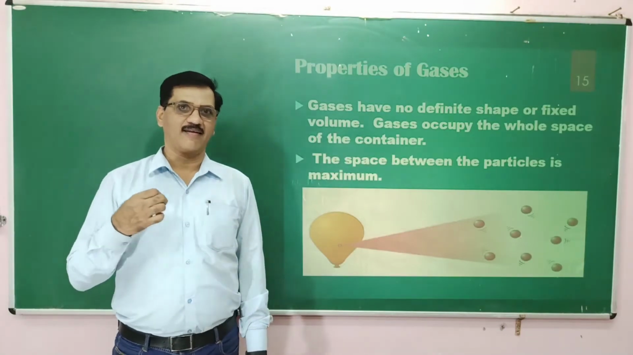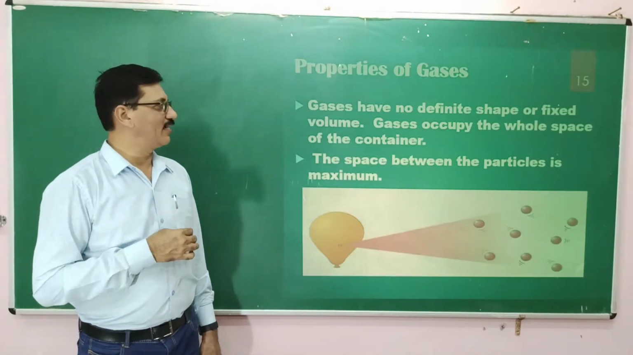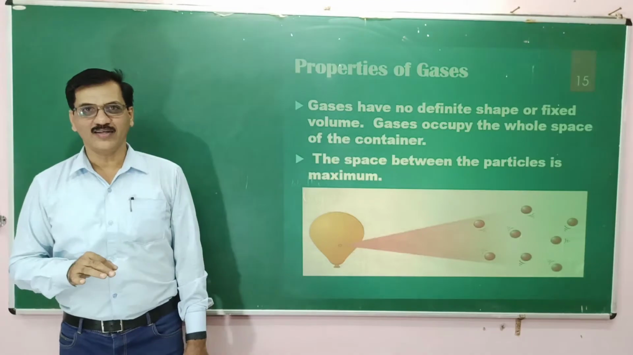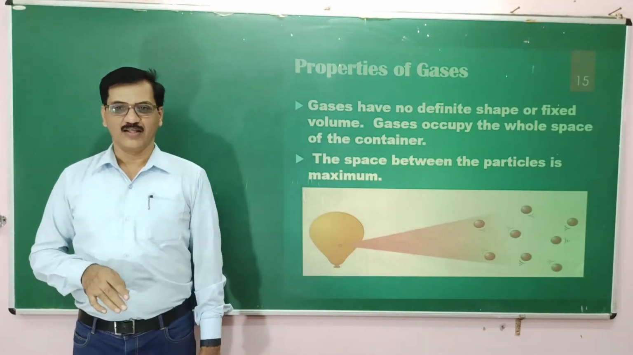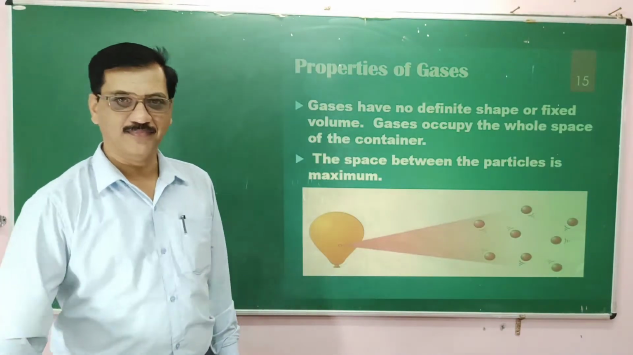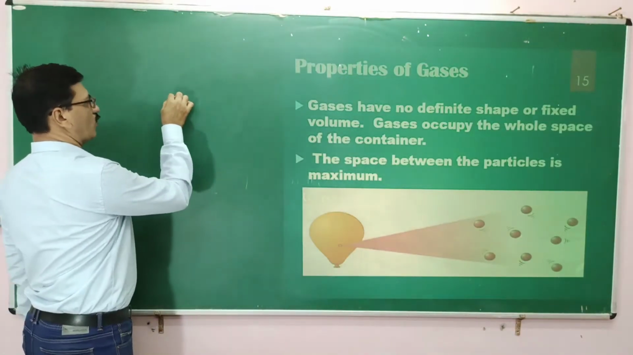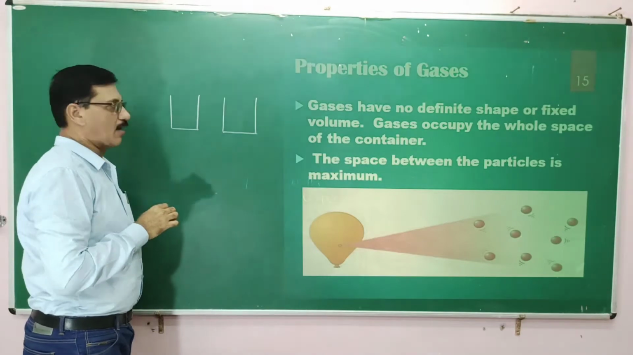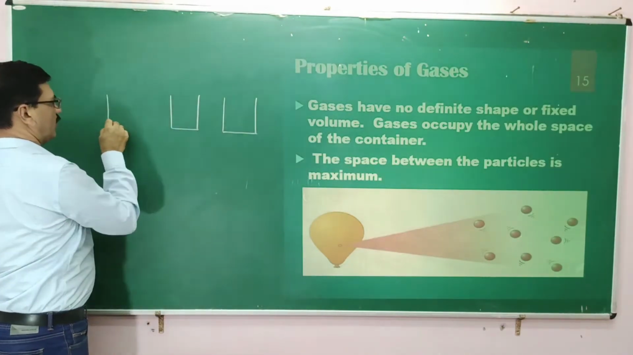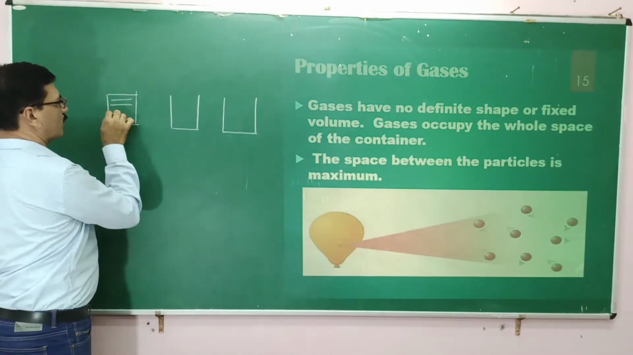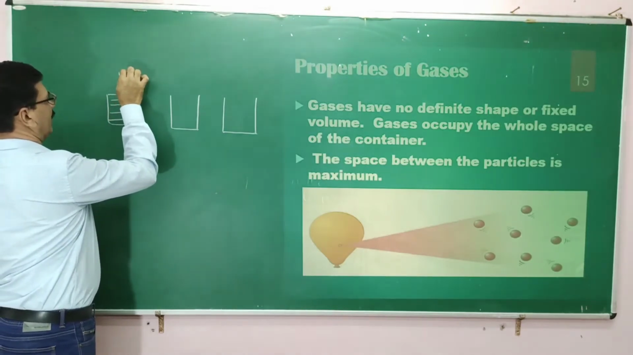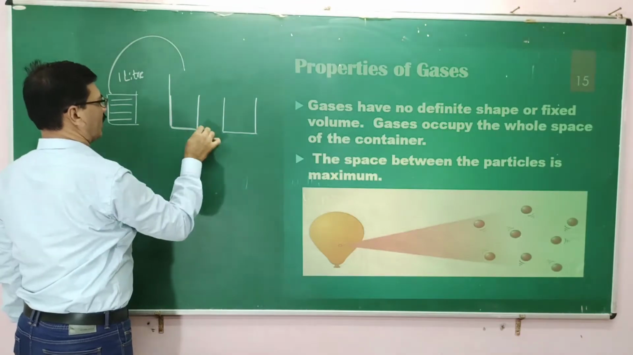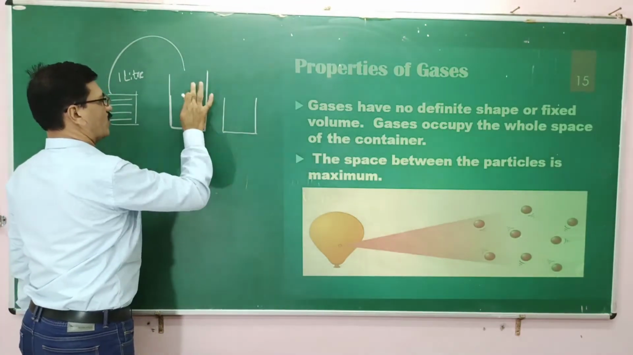Properties of the gases. Let us say, what about the shape and volume? Gases have no definite shape, nor do they have definite volume. They occupy the space of the container. For example, let me tell you with an example. Suppose you have 1 liter of liquid, and you are transferring it into a 2 liter vessel.